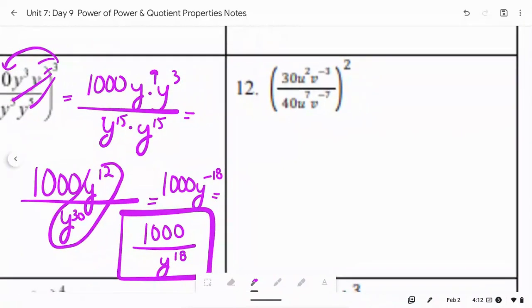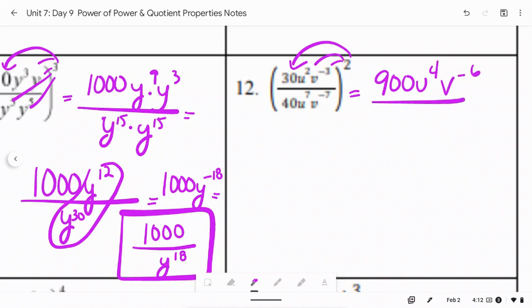In example 12, again, I'm going to distribute. I'm going to get some pretty large numbers here because I have to do 30 to the 2nd power, which is 900, and then multiply the exponents. So u to the 4th, v to the negative 6, and then do the same thing in the denominator. So 40 to the 2nd power is 1,600. Multiply the exponents. I get y to the 14th, v to the negative 14th.